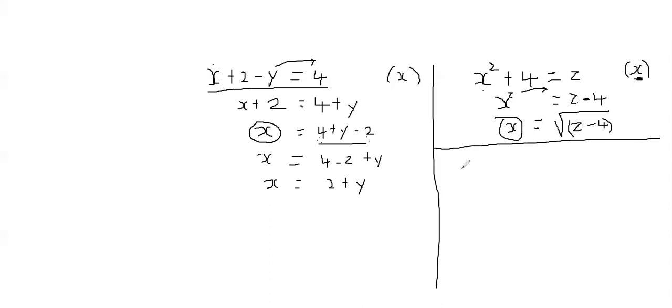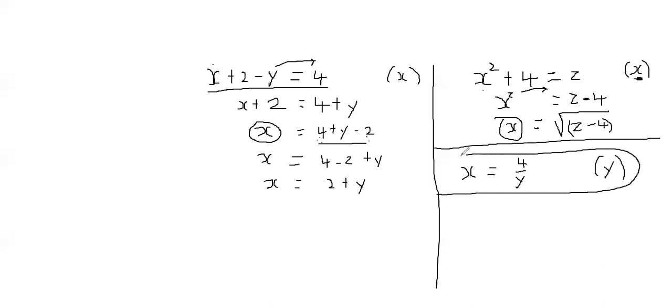In the meantime, write down this one. X equal to 4 upon y. Yes, 4 upon y. I want you to make y the subject. Whoever gets this, we'll get a gift. It looks easy, right? X equal to 4 divided by y. I want to make y the subject.